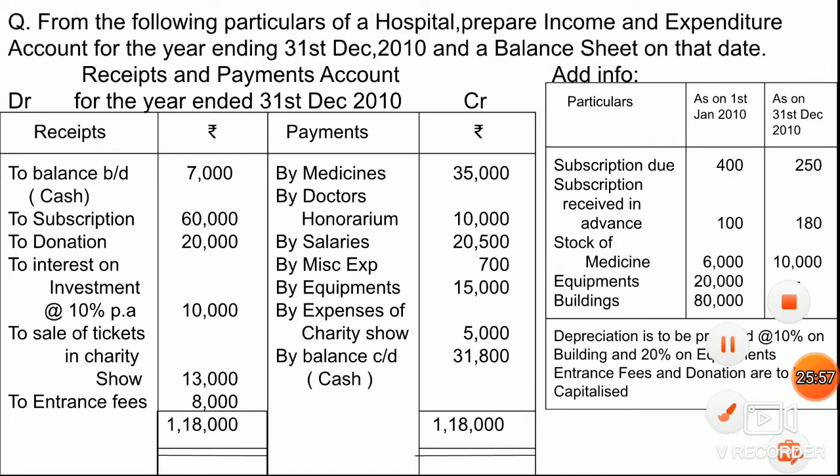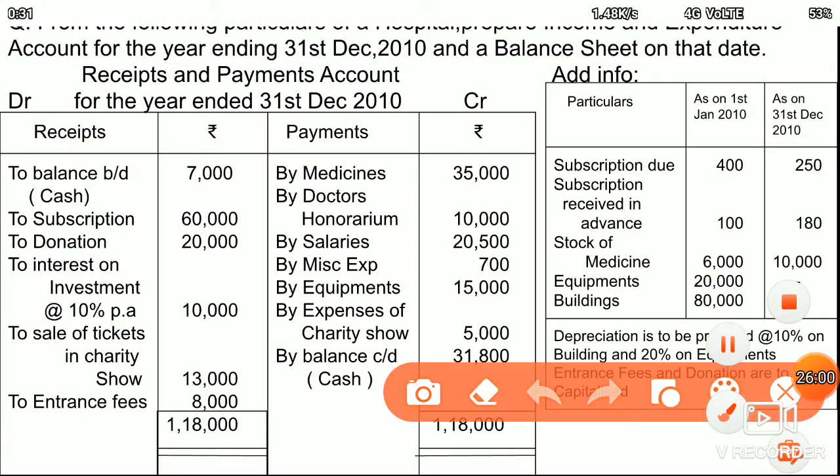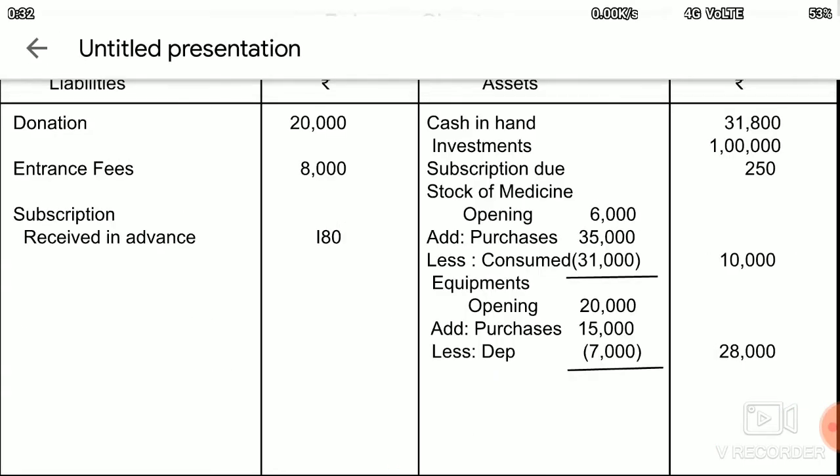The next item is equipments. So we will show the closing value of equipments in this way. They have not provided us the closing value, but we will show this after adding the purchases and then subtracting the depreciation. So this is how we will show it.